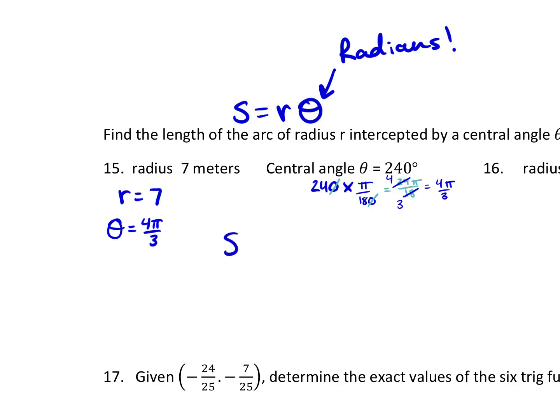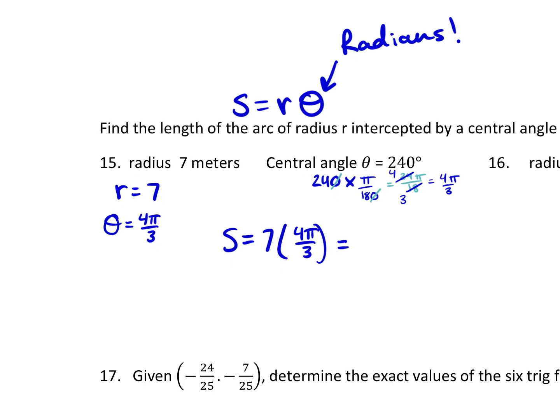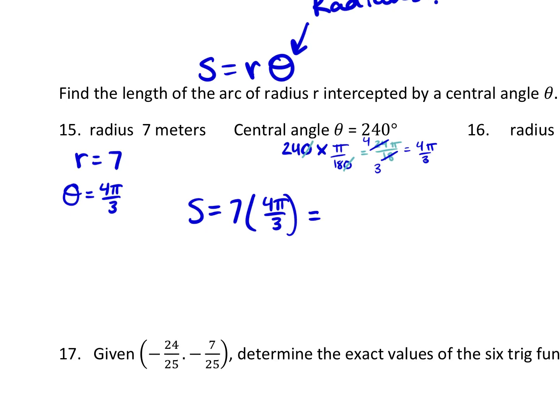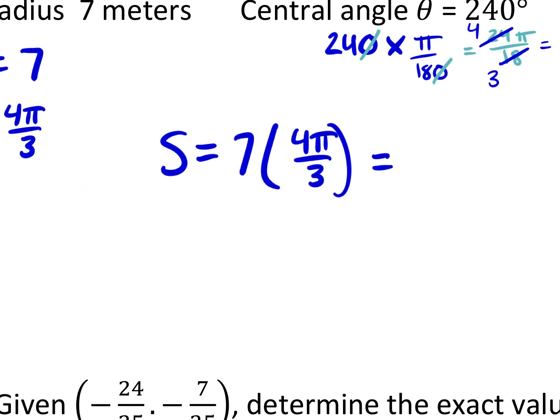So S is equal to R, which is 7, times theta, which is 4 pi over 3. When we multiply these together, it says leave your answer in terms of pi. So you don't want to put it in the calculator. We're just going to multiply straight across. Make it 7 over 1. Multiply the tops together, the bottoms together. So leave your answer in terms of pi.